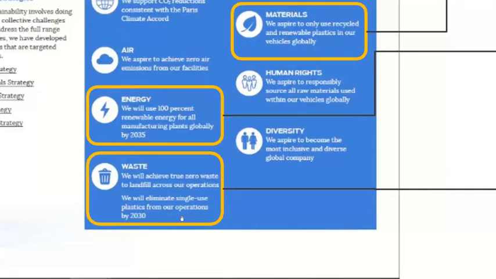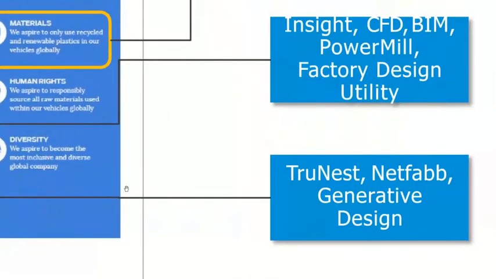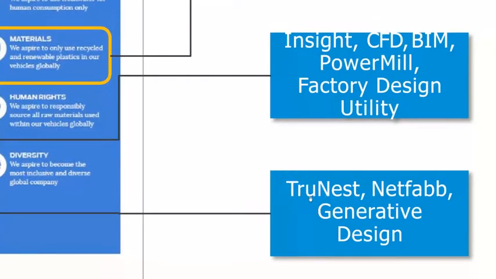We will eliminate single-use plastics from our operations by 2030. So we have a solution also for that using the TrueNest software, Netfabb, and also generative design. TrueNest is our way to reduce the waste material coming from our raw material by setting an automated layout for our manufacturing processes. We have generative design, the artificial intelligence process from Autodesk, wherein you can apply different factors and solutions to lightweight each and every material and part on our machines, which is very helpful.